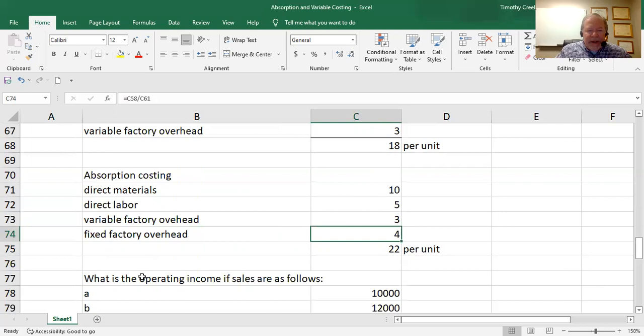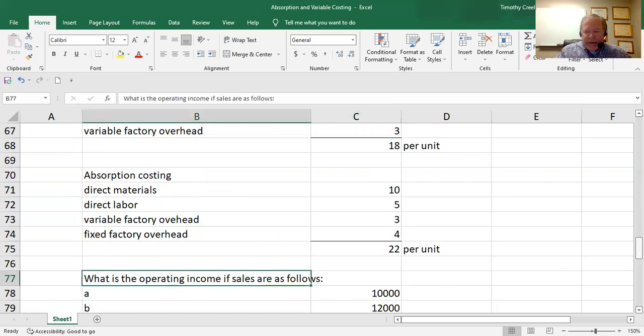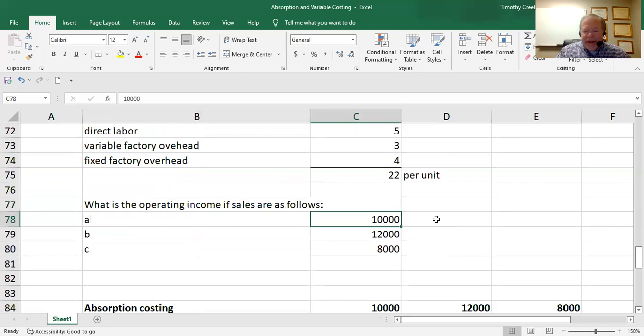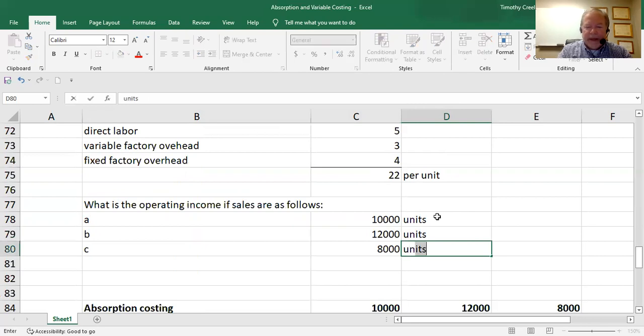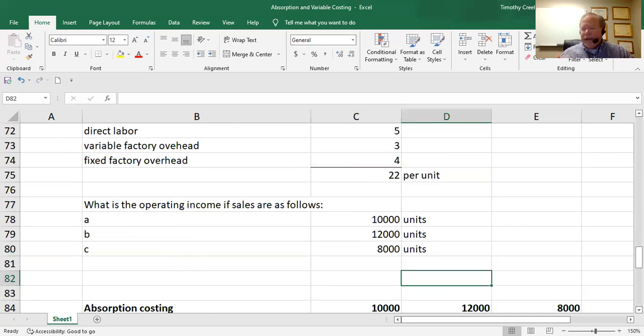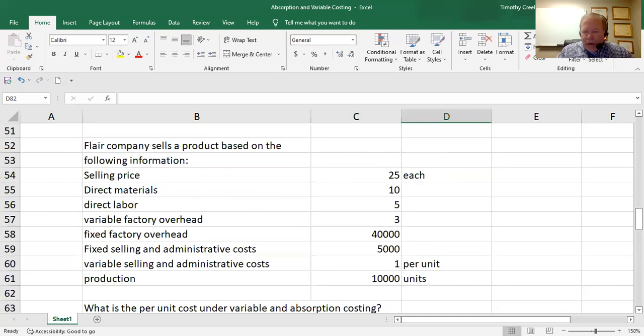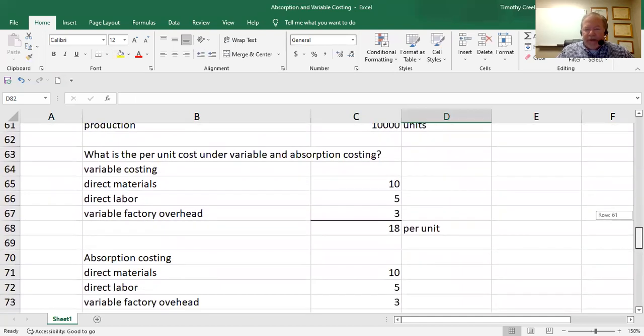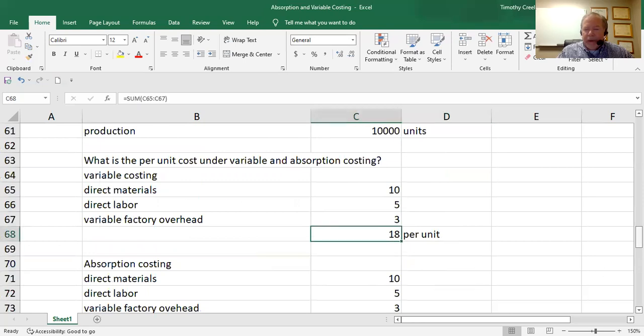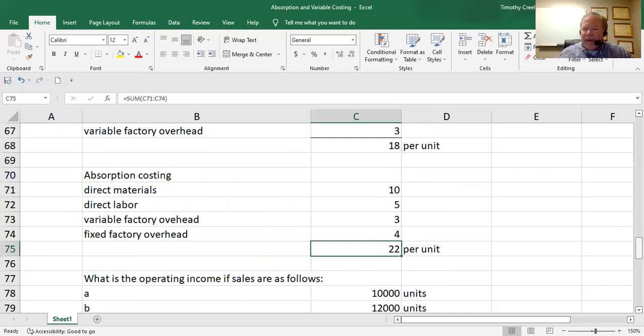So what is the operating income if sales are as follows? If sales are 10,000 units, let me go ahead and write units out here, 12,000 units and 8,000 units. So what would your operating income be under both methods with this level of sales? And remember that we're going to use all of the same information that we talked about right here. So all of this, the product cost that we just computed under variable and absorption costing, is going to be the information that we're going to need to solve this problem.